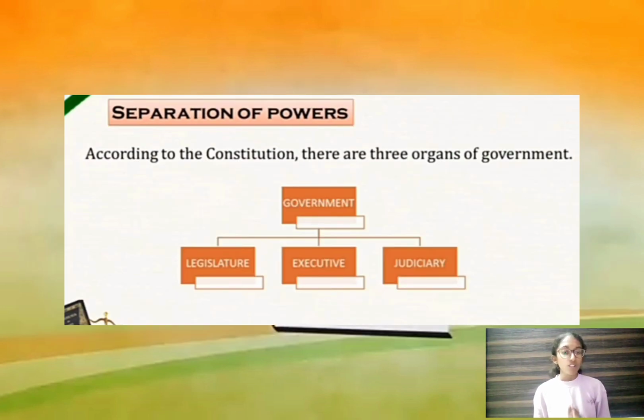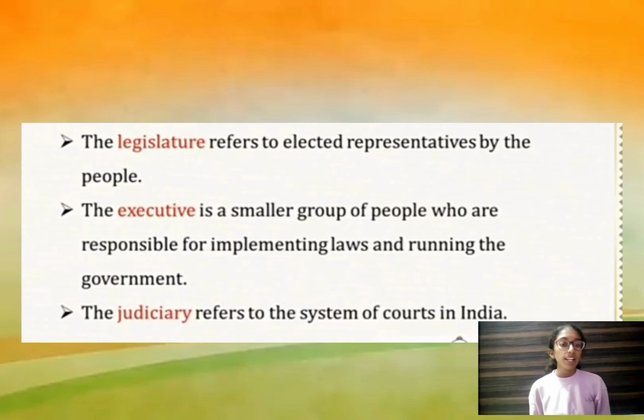According to the Constitution of India, there are three organs of government. As I said before, there are the legislative, executive and judiciary. Now, the legislative refers to the representatives elected by the people, the executive is a small group of people responsible for implementing laws and running the government, and the judiciary refers to the system of courts in India.